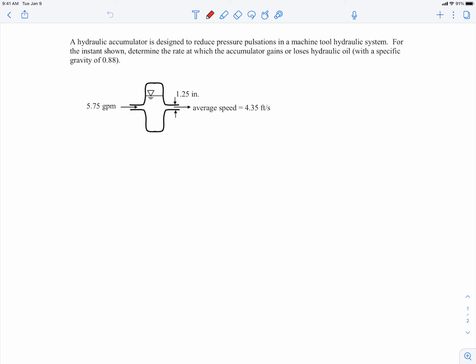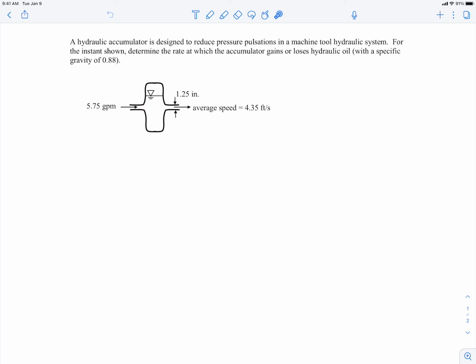Here we're told we have a hydraulic accumulator. These are used to reduce pressure pulsations in a machine tool hydraulic system. Basically, the idea is that if there's a sudden change in the oil that's cycling through the hydraulic system, rather than that sudden change being pushed all around the system and causing large pressure spikes, this container can absorb it because the level of the oil can move up or down as needed.